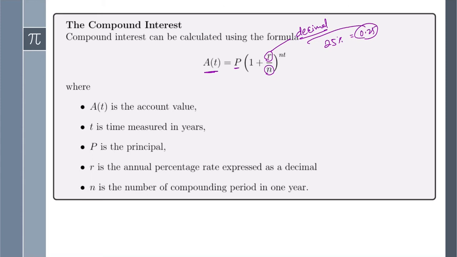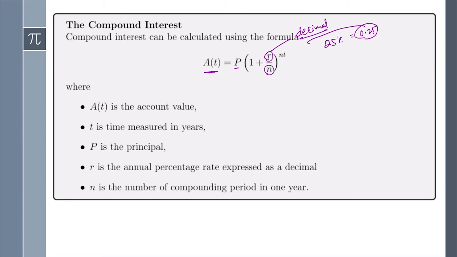That means if it is compounding annually, or once in a year, n equals 1. If it is compounding every 6 months, n equals 2, because that gives us 2 compounding periods in a year. If it is compounded monthly, n equals 12, because that is 12 times in a year. If it is daily, then n is 365, because we have 365 days in a year. So n changes depending on how often it is compounded.